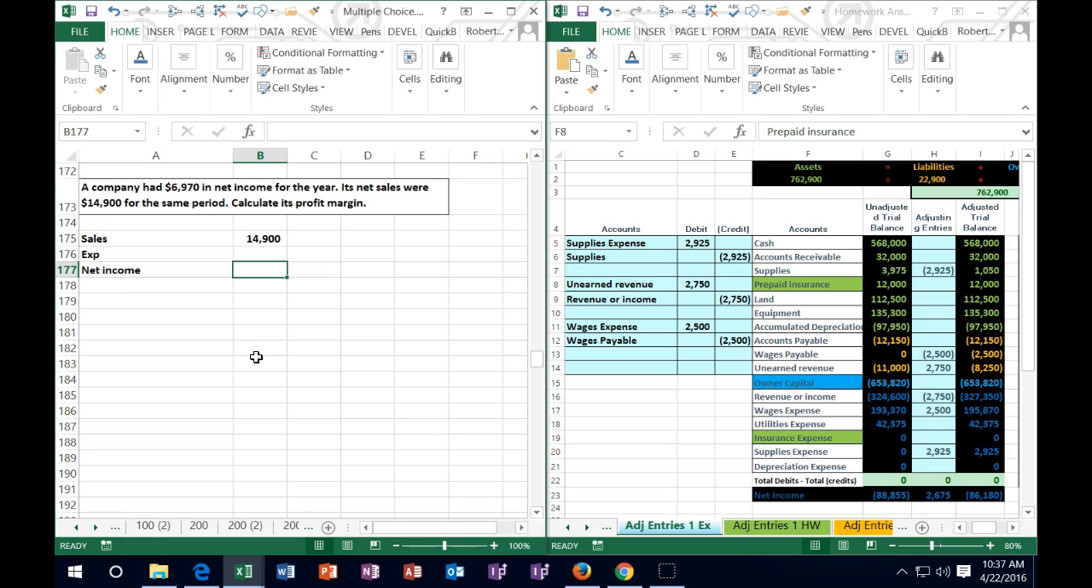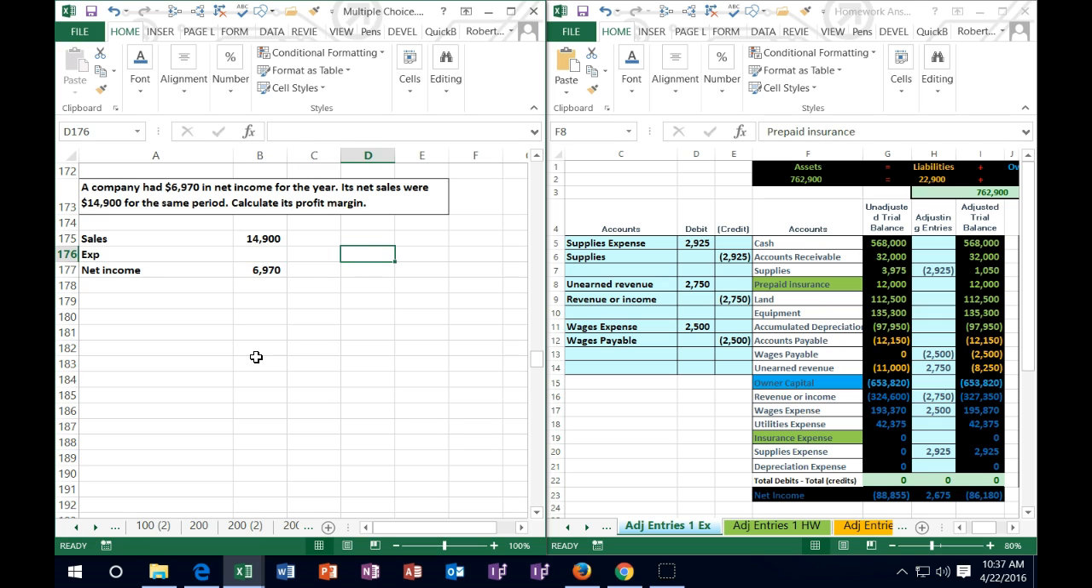Net income is the 6970. So this is basically our income statement. If I was to back into what expenses must be, this minus this has to equal that. And therefore, it's going to be a subtraction problem. This minus this must equal this.